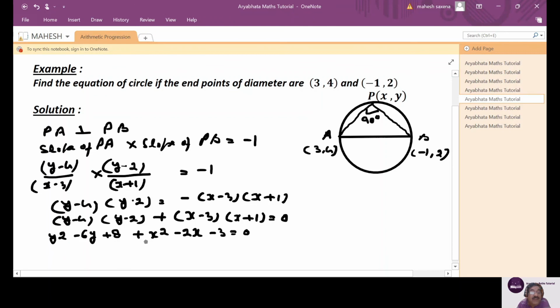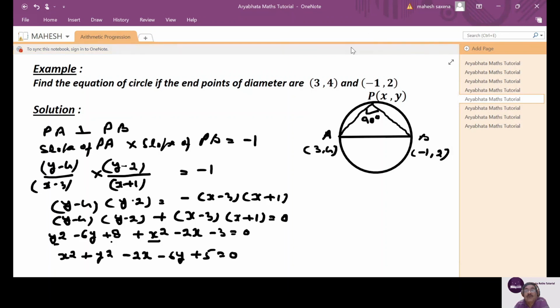Therefore, the equation is x square plus y square minus 2x minus 6y plus 8 minus 3, that is plus 5, is equal to 0. It is the equation of the circle whose end point of the diameter is 3, 4 and minus 1, 2.